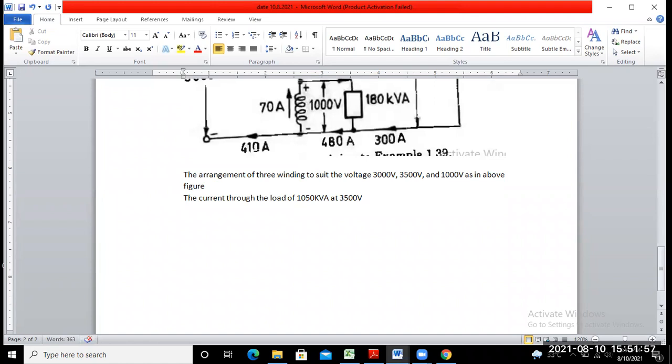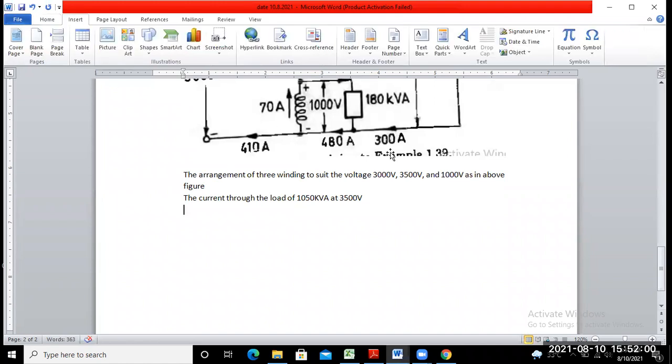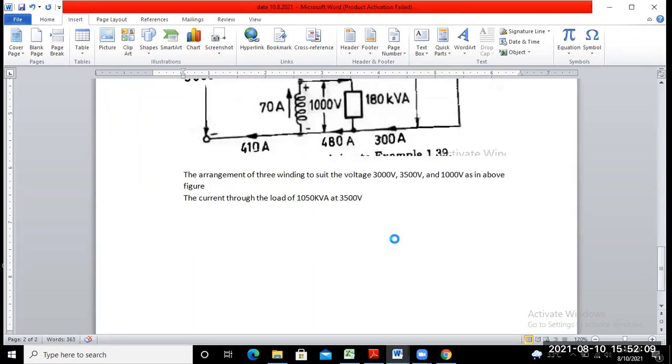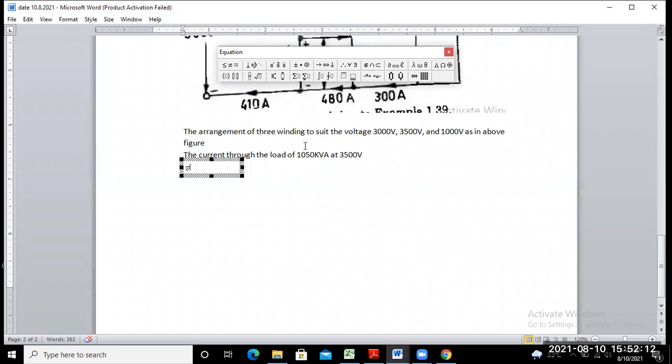To find the current value, just divide the kVA rating by the voltage rating. 1050 kVA multiplied by 1000 converts it to volt-ampere, and dividing by 3500 volts gives 300 ampere. So this one becomes 300 ampere.